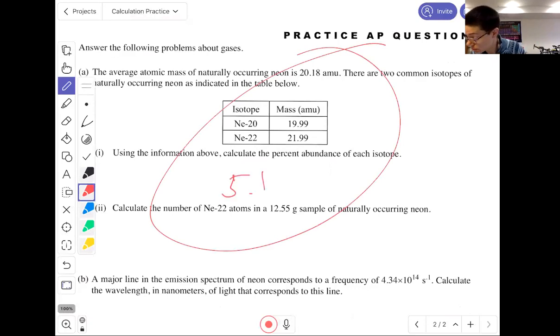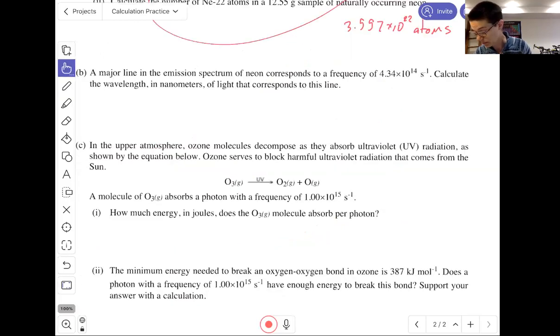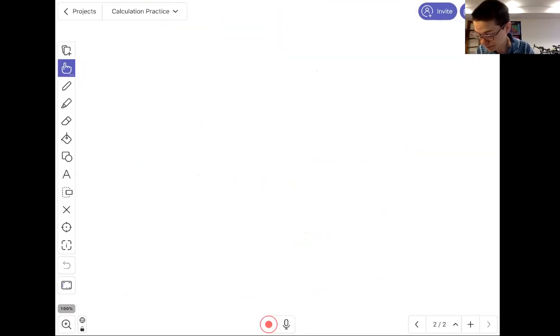If you wanted to double check yourself that you still remember how to do this, I'll tell you the answers there are 90.50%, 9.50%. That's the answer for part 1. For part 2, the answer would be 3.557 times 10 to the 22nd atoms. But again, that's old material, so that's not what we're going to focus on. So I want to look at parts B and C because that's the relevant information for what we're doing right now.